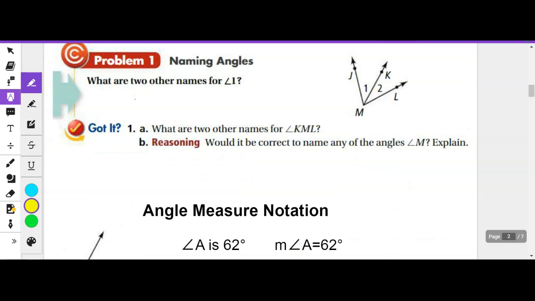So let's take a look at how to name the angles. It wants to know how to name angle 1. Angle 1 is right here. So I can call it angle 1. I can also name it angle JMK. I can also name it angle KMJ. So KMJ or JMK. Notice that M is the vertex point and it is in the center both times.